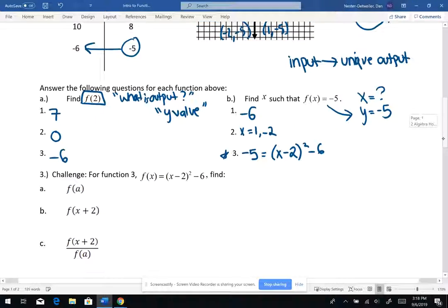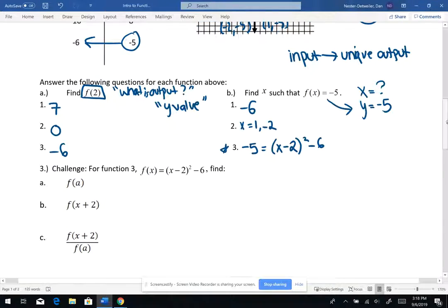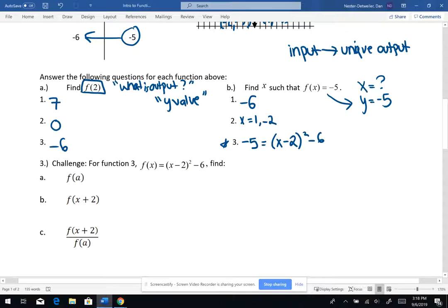Important points from this video. To give you kind of a challenge, it doesn't have to be a number as your input. It can be anything as an input. The key is whatever's in parentheses is what you plug into the function. So what f of a means is you're going to take a and plug it into f. So where x used to be, a is now going to be. So it would look like this. A minus 2 squared minus 6.